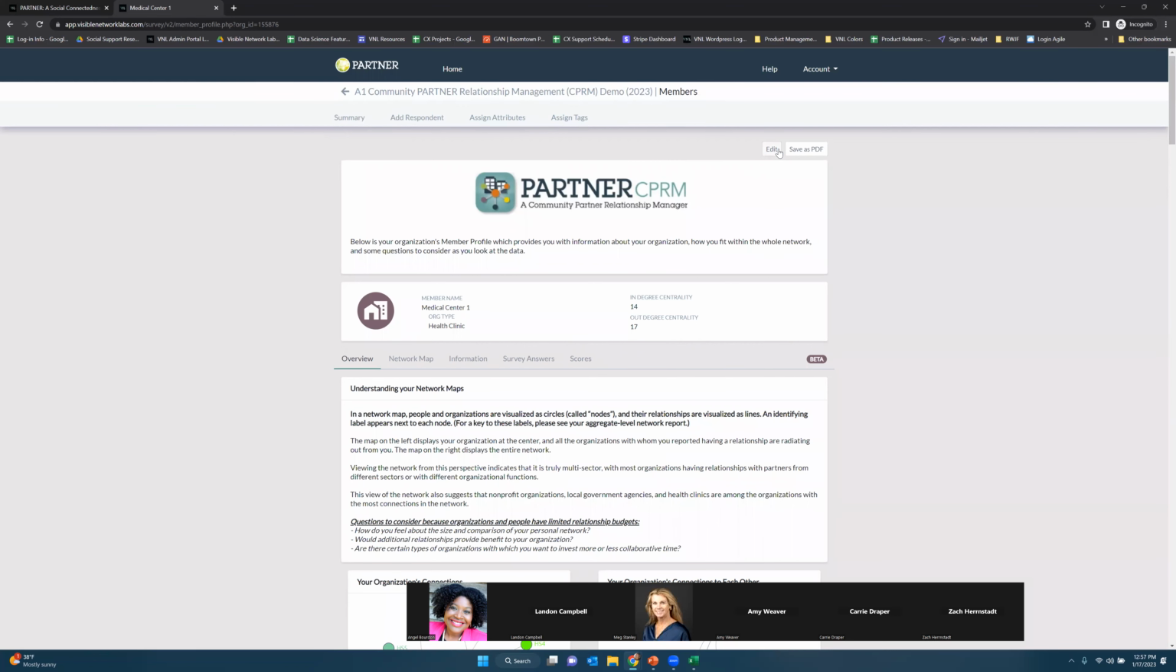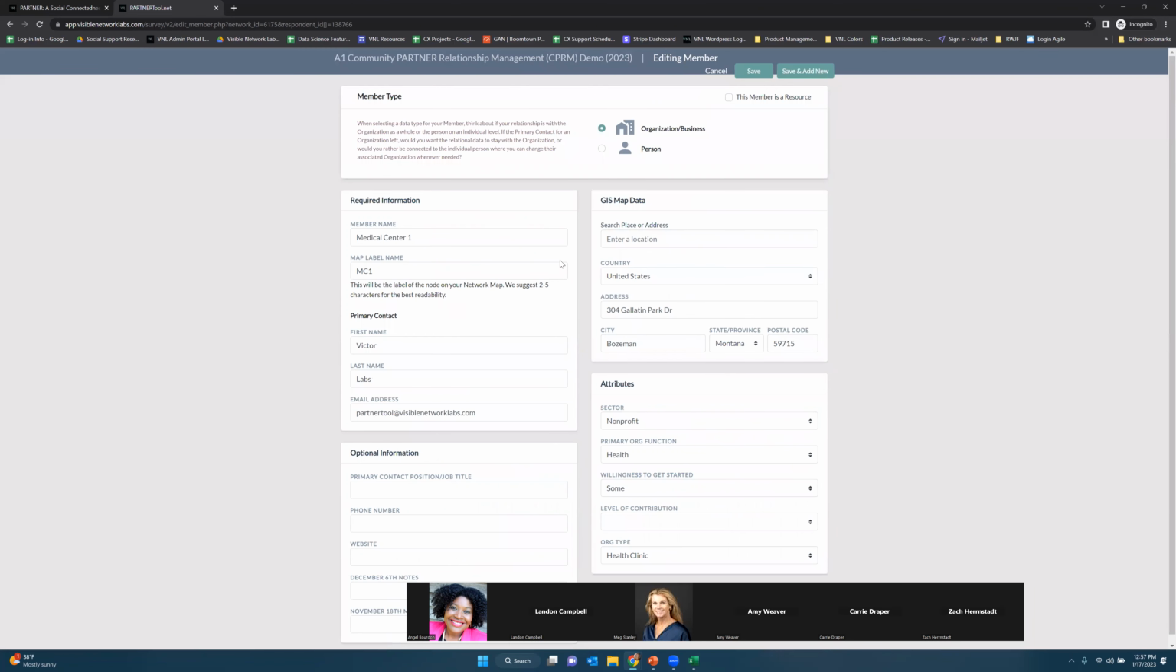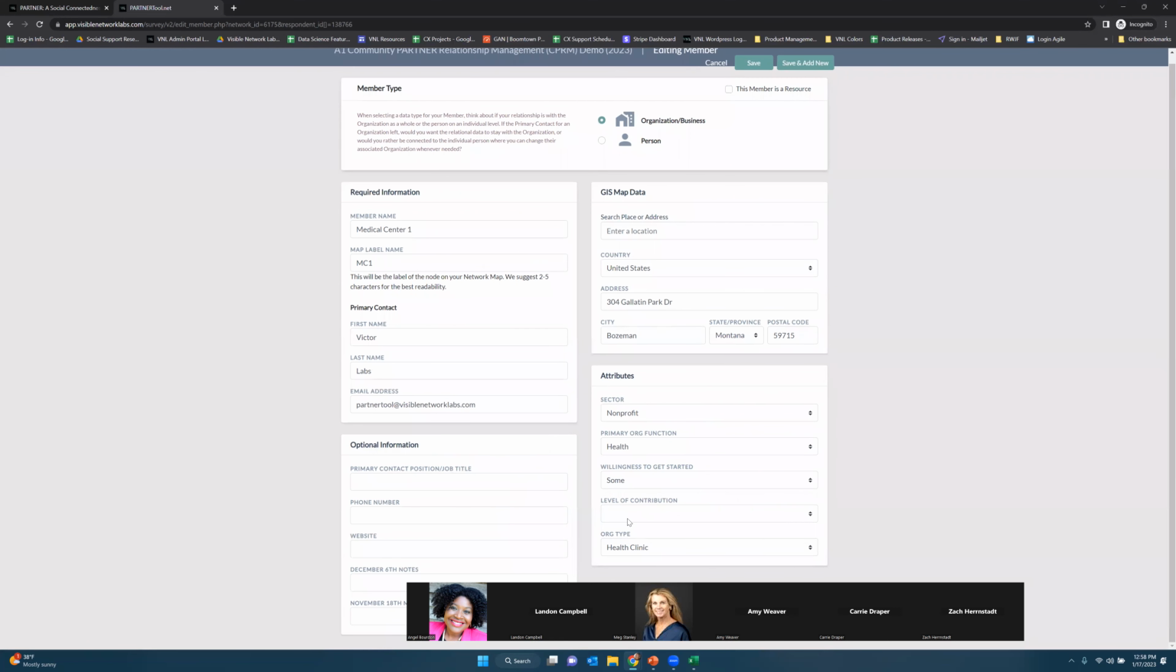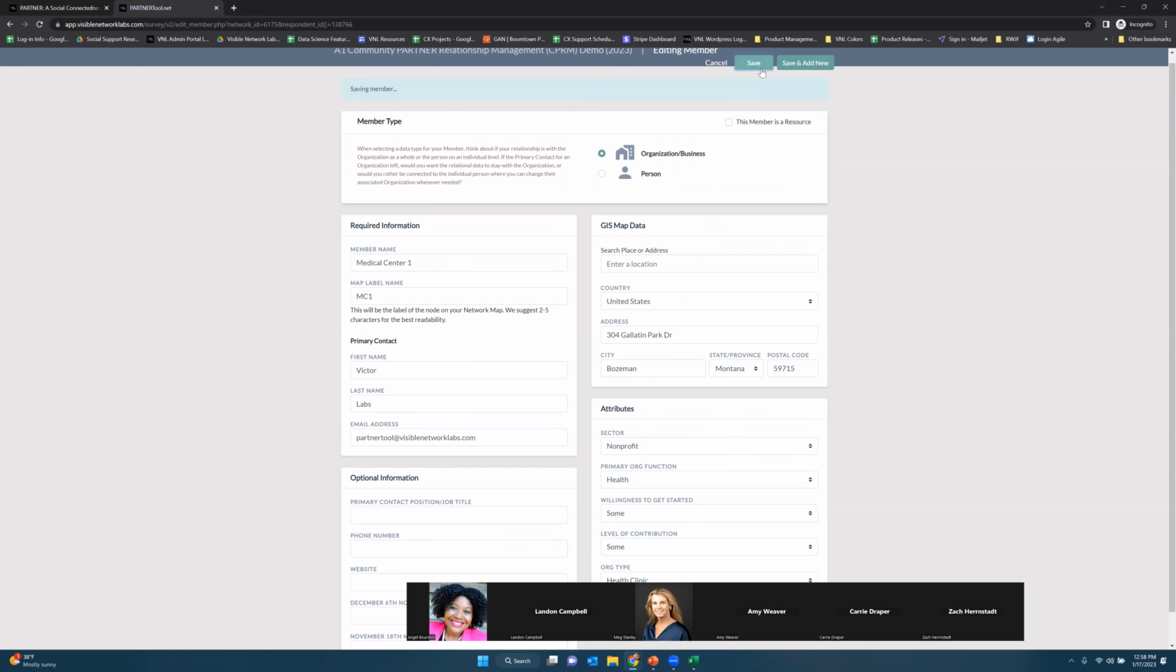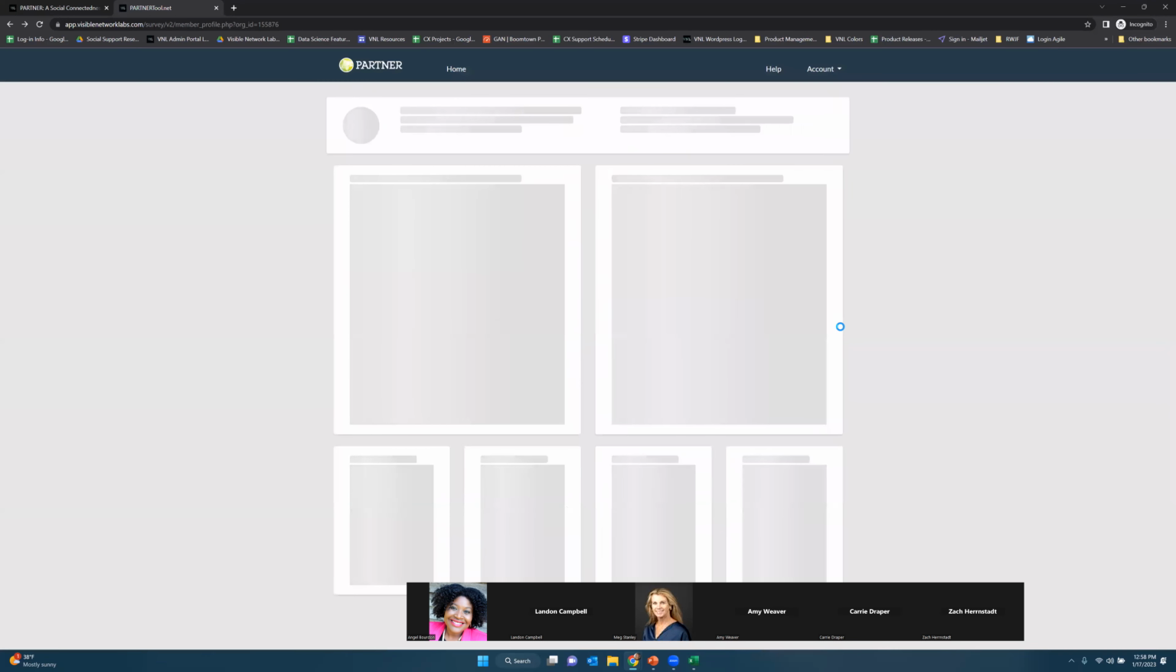You can easily edit a member profile too. So if you notice that maybe there's a misspelling, or that address is off, or perhaps we didn't actually select their level of contribution, like they weren't tagged with an attribute when they should have been, you can easily update that information and save it. So that's also really helpful and handy.